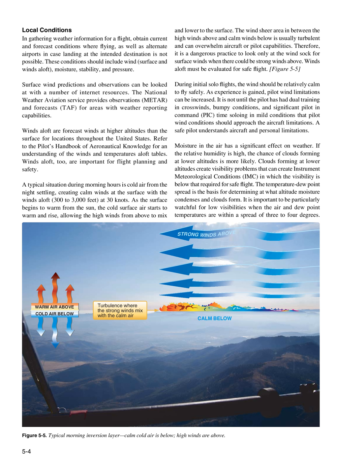Moisture in the air has a significant effect on weather. If the relative humidity is high, the chance of clouds forming at lower altitudes is more likely. Clouds forming at lower altitudes create visibility problems that can create instrument meteorological conditions, IMC, in which the visibility is below that required for safe flight. The temperature dew point spread is the basis for determining at what altitude moisture condenses and clouds form. It is important to be particularly watchful for low visibilities when the air and dew point temperatures are within a spread of 3 to 4 degrees.